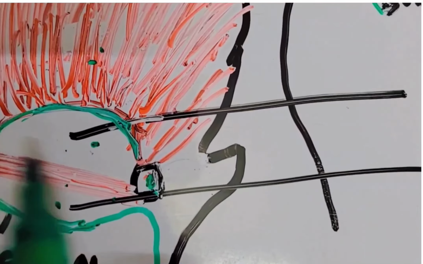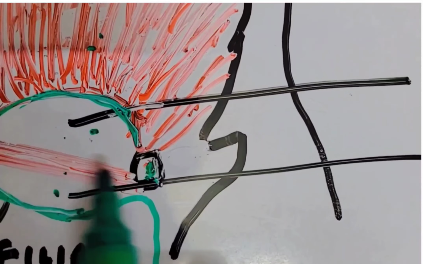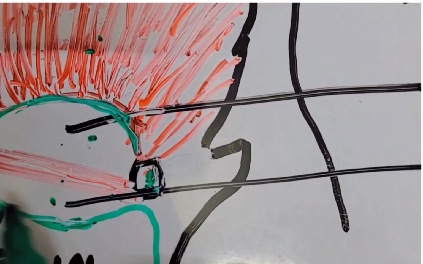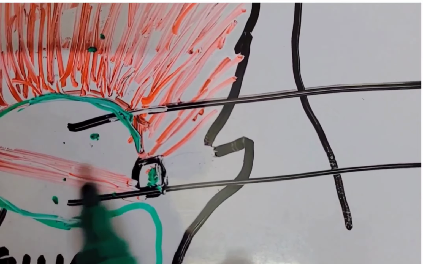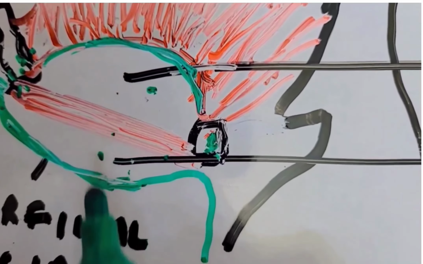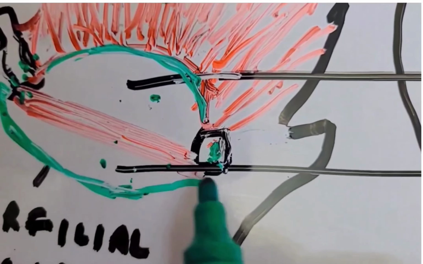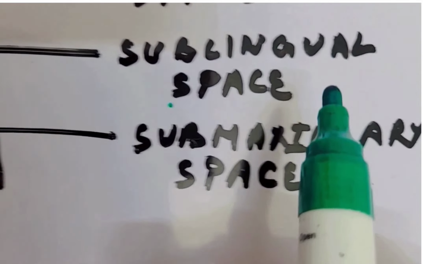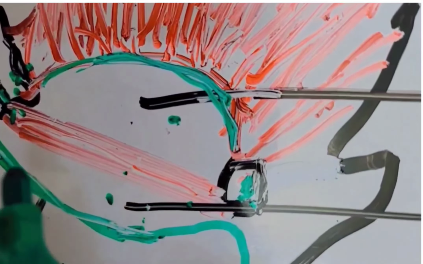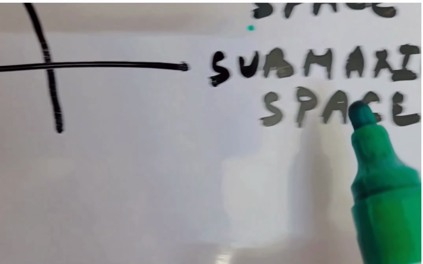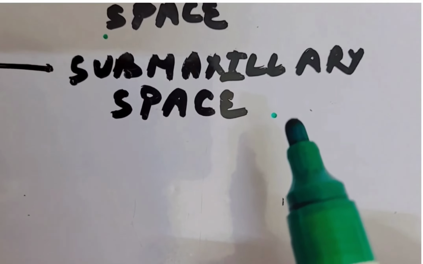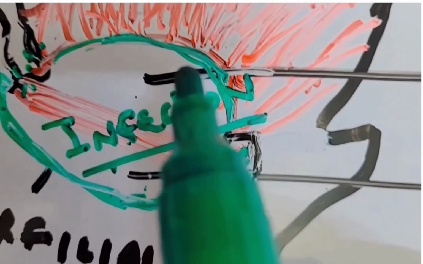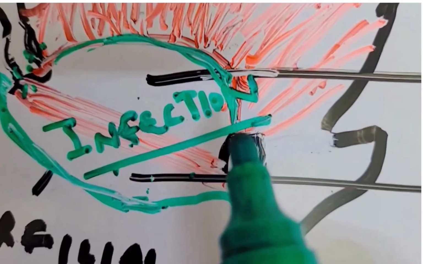From the mandible to the hyoid bone runs a muscle, the mylohyoid muscle, which divides this entire submandibular space into two compartments. Above the mylohyoid muscle is the sublingual space, while below the mylohyoid muscle is the submaxillary space. Infection of this submandibular space is called Ludwig's angina.